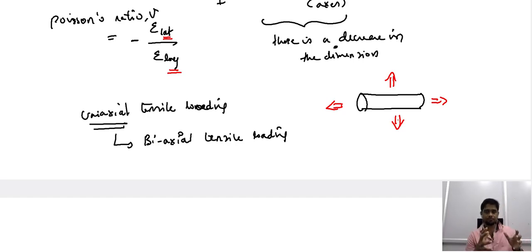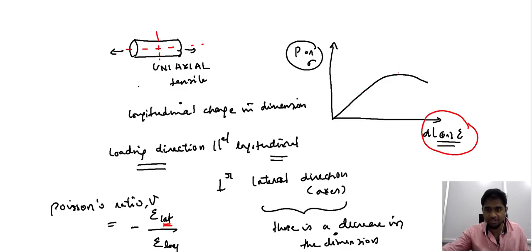So we have now moved away from another assumption, that is, when the schematic representation was initially introduced, we had uniaxial tensile loading.